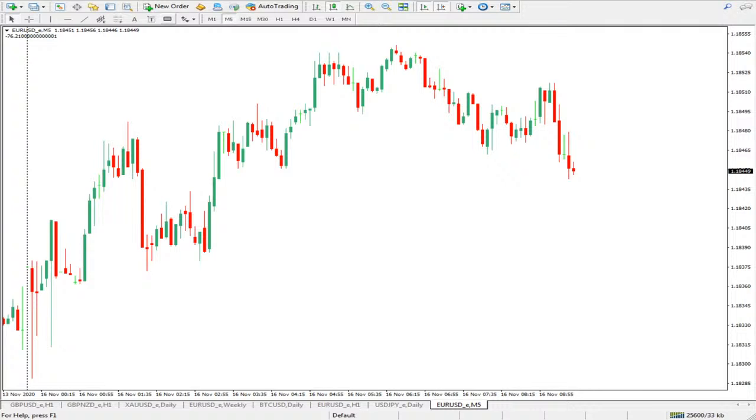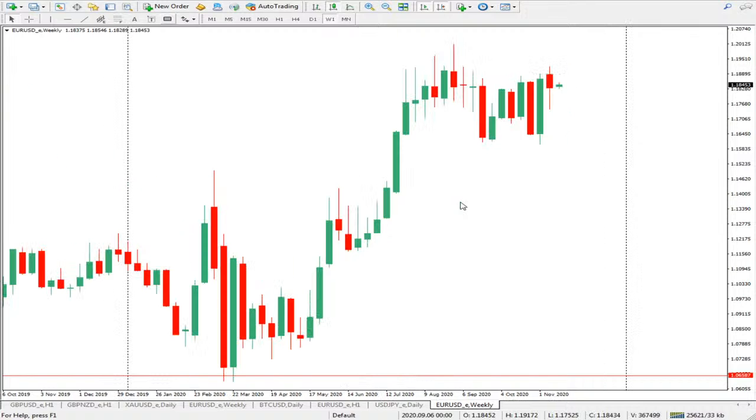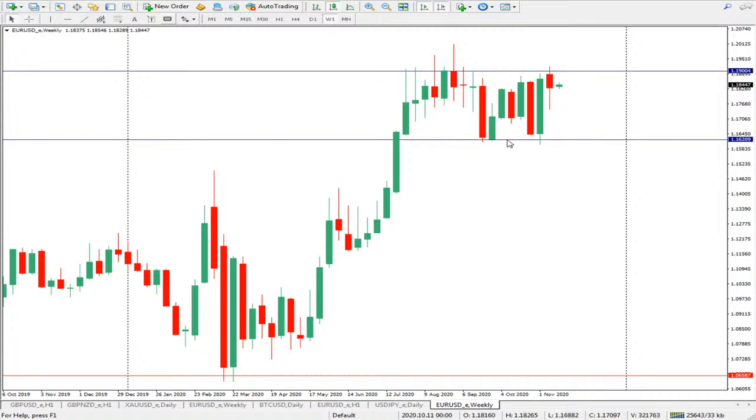So we're going to start off the chart on our screen. This is Euro USD, weekly point of view. We do have a resistance level at this price, and on the lower side we have a support here.